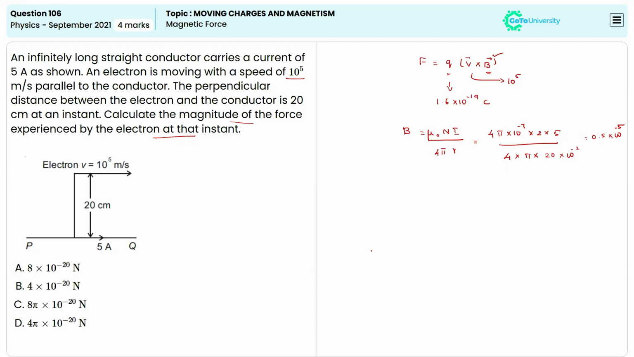So now we can apply this value in the force formula. F will be equal to 1.6 times 10 to the power negative 19 times 10 to the power 5 times 0.5 times 10 to the power negative 5 Newton. So this is the answer for the magnitude of the force.